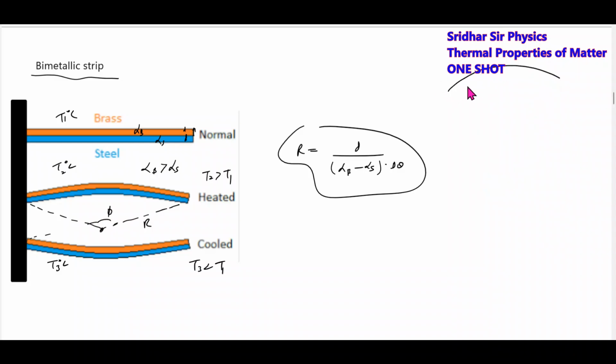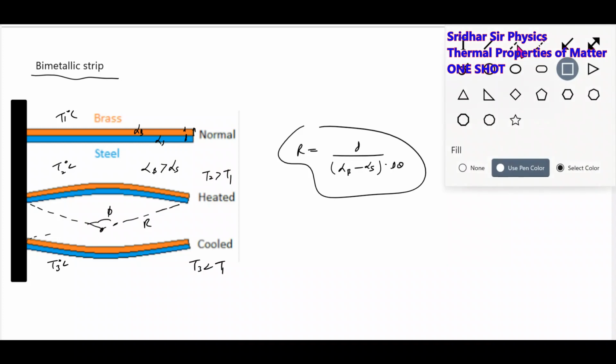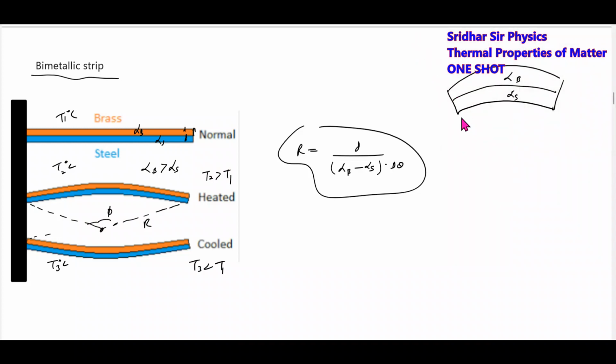So what do you mean by radius of curvature? Clearly, can you show it? This is the alpha of brass, alpha of steel. This will be the radius of curvature. These are all small ideas, not better, don't even call them concepts. Agreed? So these are things to try to remember.